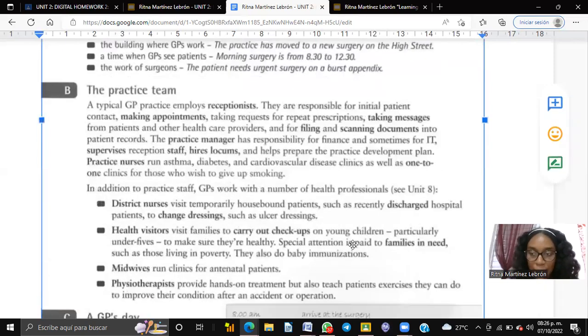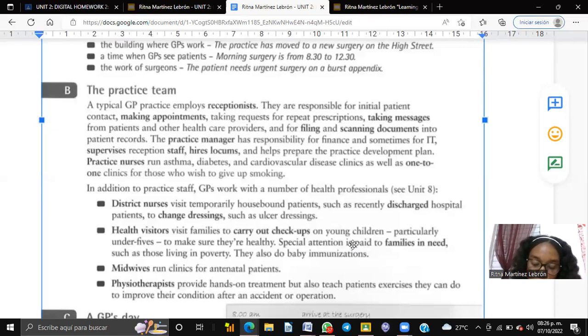Una práctica típica de médico de cabecera emplea recepcionista. Son responsables del contacto inicial con el paciente, concertar citas, recibir solicitudes de recetas repetidas, recibir mensajes de pacientes y otros proveedores de atención médica y archivar y escanear documentos en los registros de pacientes. El gerente de la práctica tiene la responsabilidad de las finanzas y a veces de TI. Supervisa al personal de recepción, contrata suplentes y ayuda a preparar el plan de desarrollo de la práctica.